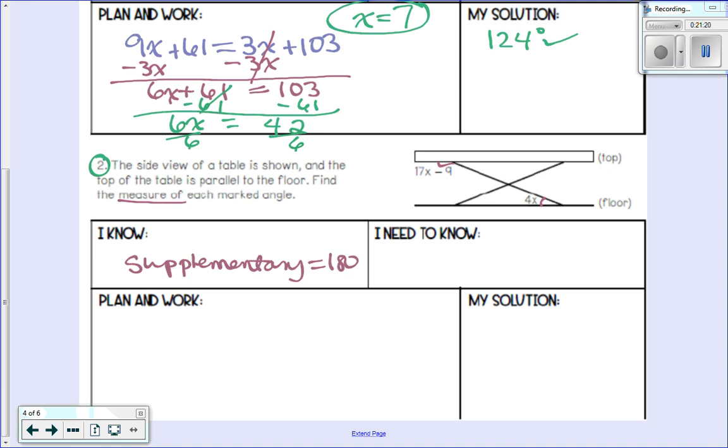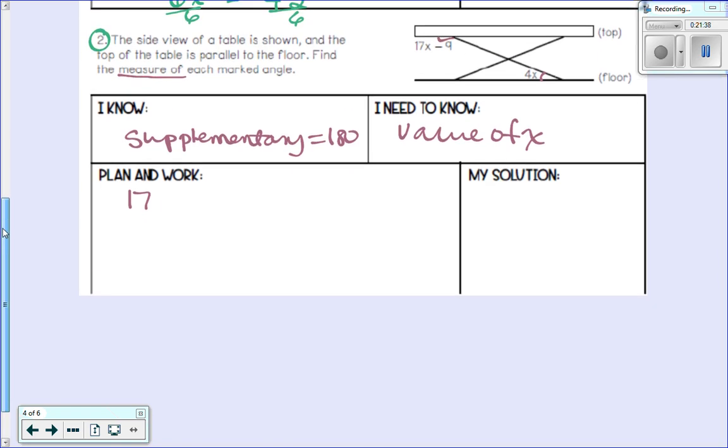What do we need to know first to find the measure? Value of x. So that's where our equation comes in. We have 17x minus 9 plus 4x equals 180. Are we good with that? Clarify anything yet? No? All right, so let's combine our x's, and 17x plus 4x is 21x minus 9 equals 180.